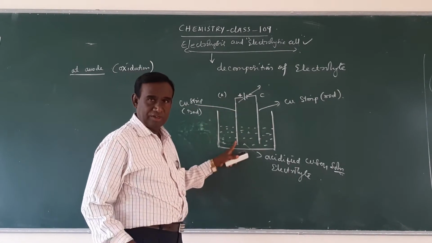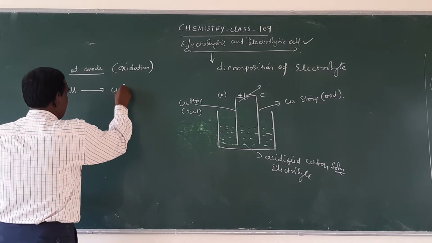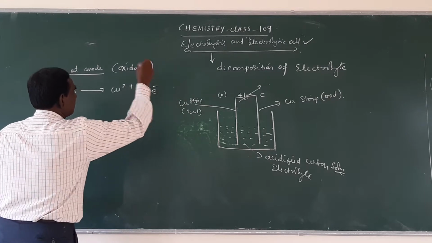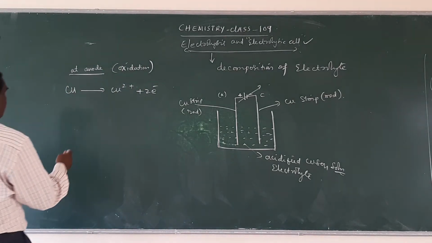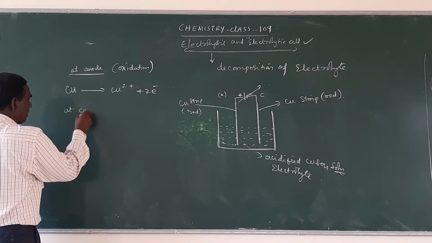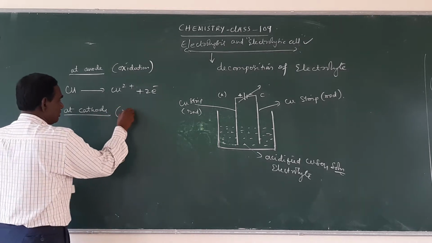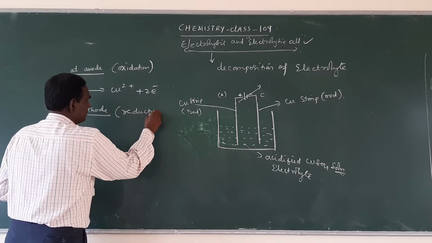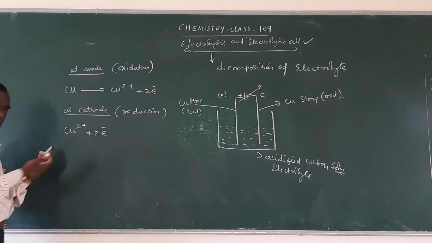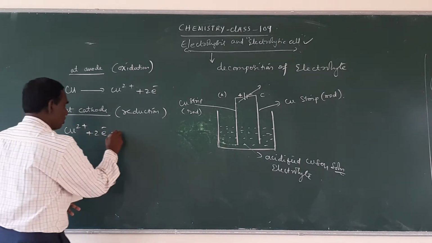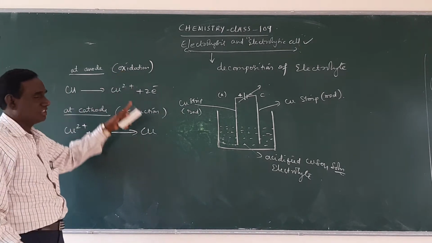What is the oxidation? This copper rod dissociates, this Cu dissociates, giving copper ions and two electrons. And at the same time, at the cathode, what happens? The following reaction takes place. At the cathode, reduction takes place. Copper ions take up the electrons and are reduced to copper. So this is oxidation, this is reduction.